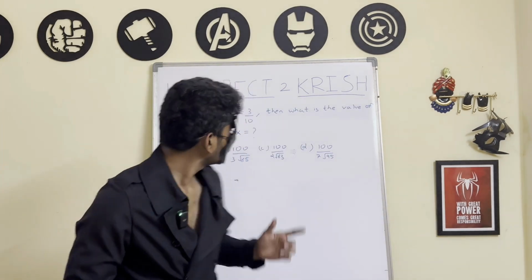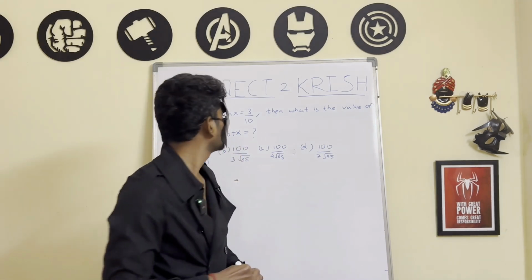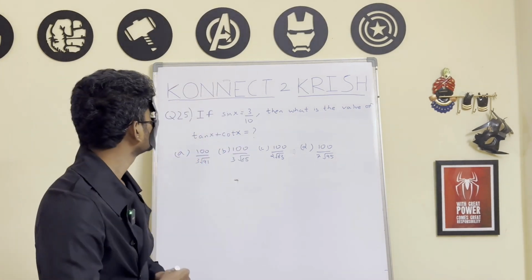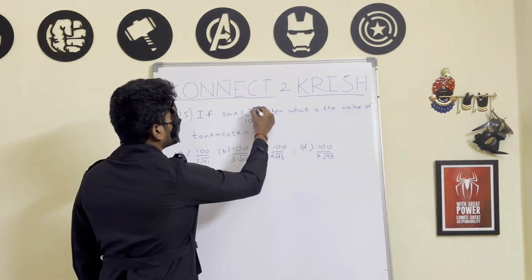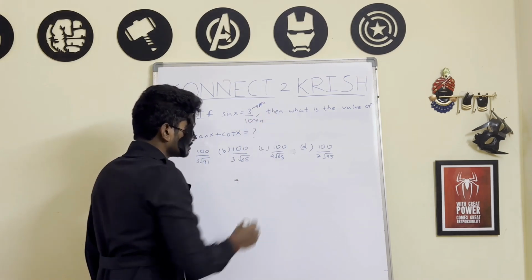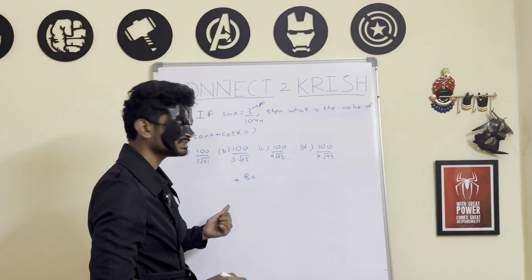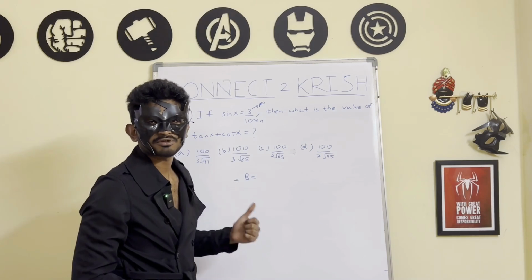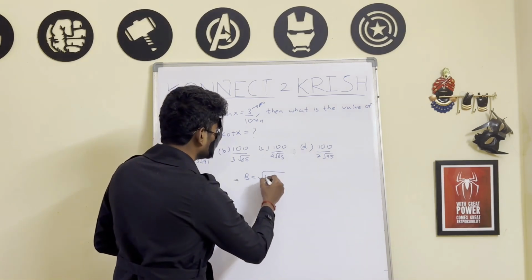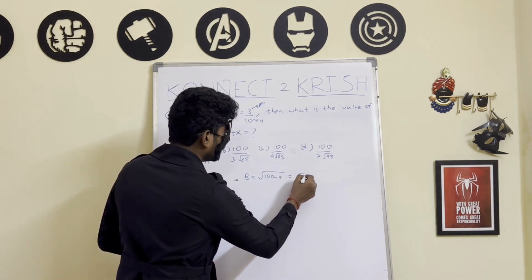So superhumans, next question is, if sin x is equal to 3 by 10, then what is the value of tan x plus cot x? So here sin x is nothing but perpendicular by hypotenuse. So we already know, I already taught you the formula, base is nothing but square root of hypotenuse square minus perpendicular square, which is nothing but square root of 100 minus 3 square, which is 9, which is equal to square root of 91.